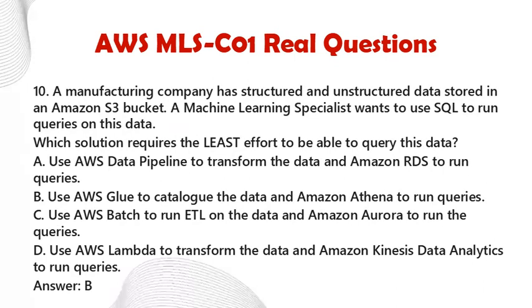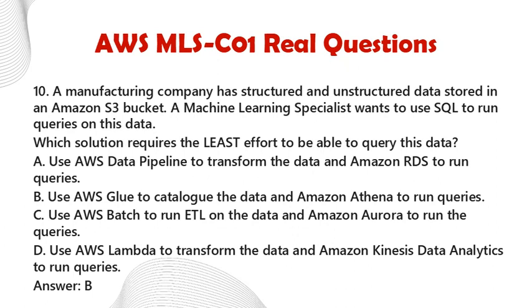10. A manufacturing company has structured and unstructured data stored in an Amazon S3 bucket. A machine learning specialist wants to use SQL to run queries on this data. Which solution requires the least effort to be able to query this data? A. Use AWS Data Pipeline to transform the data and Amazon RDS to run queries. B. Use AWS Glue to catalog the data and Amazon Athena to run queries.